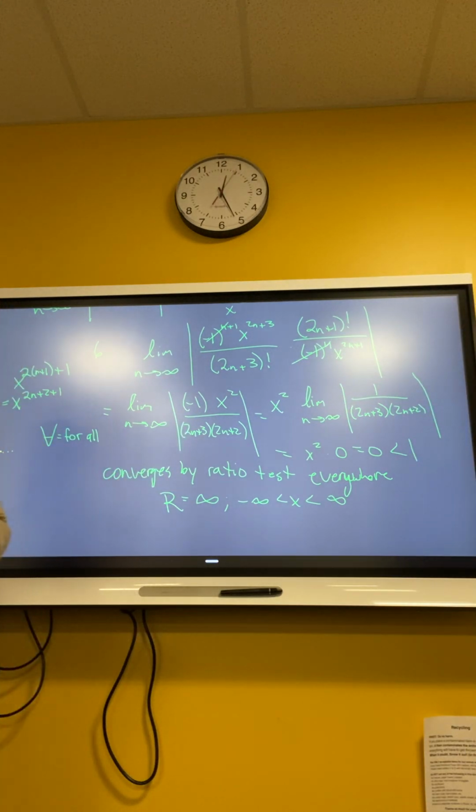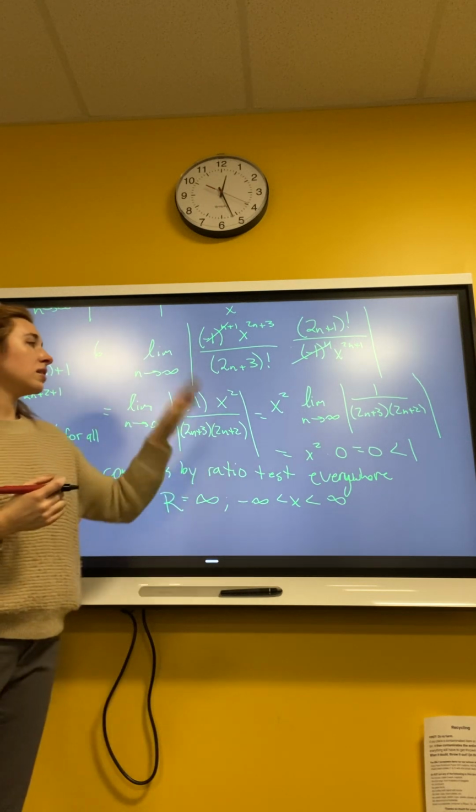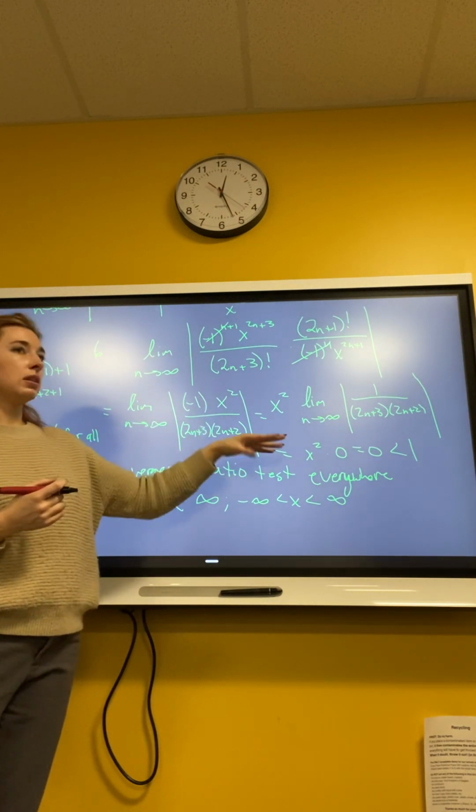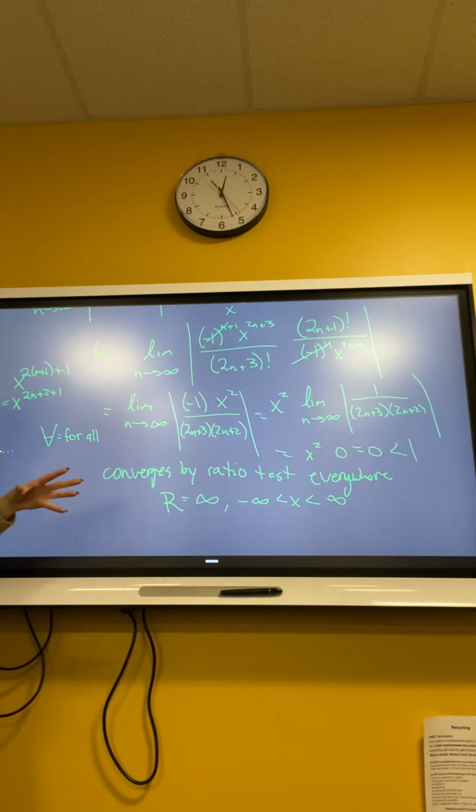How do you find what the radius is? Is there a radius 0? Yes, if it only converges at the center, then that's radius 0. But basically, you always start out like this. It should cancel nice and neatly if we did everything right.